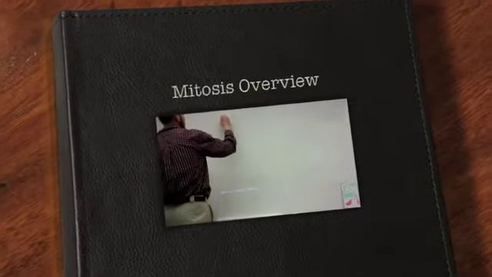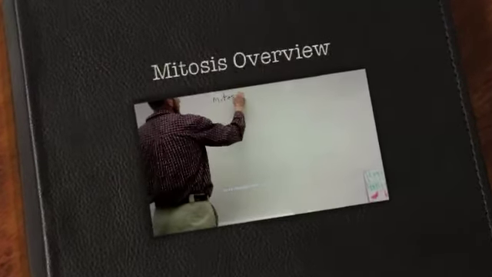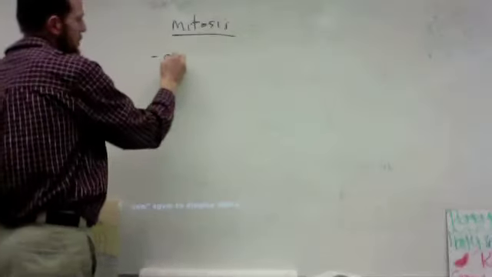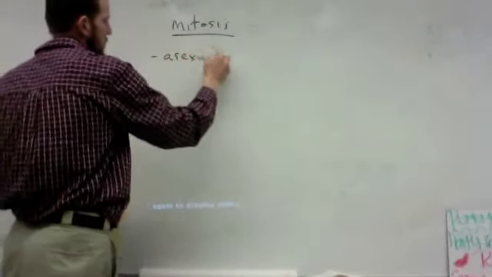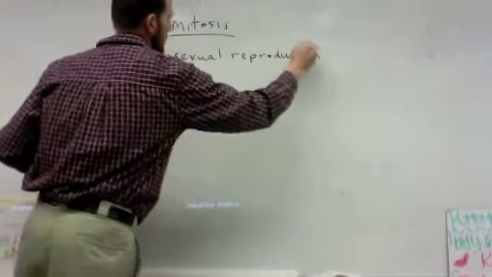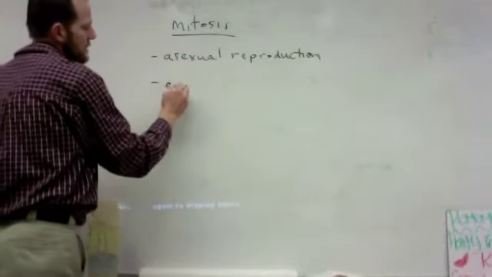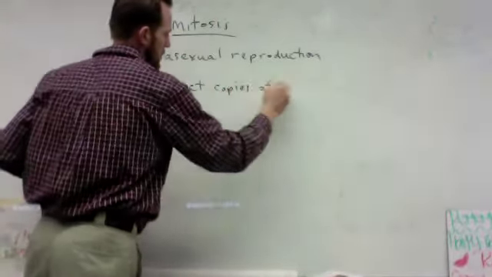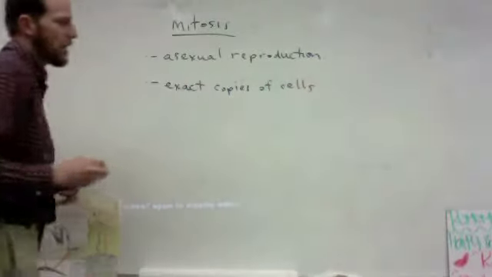Mitosis. Mitosis is, I think your teacher said, asexual reproduction. And what you have to know about mitosis is that it makes exact copies of cells.